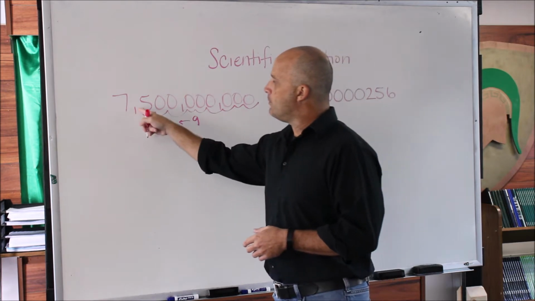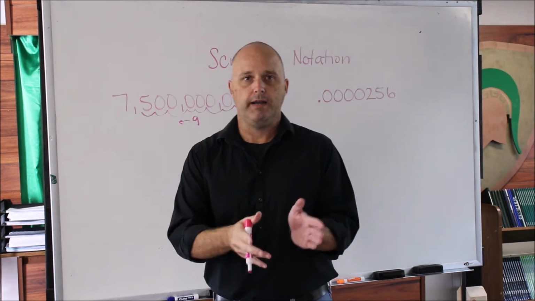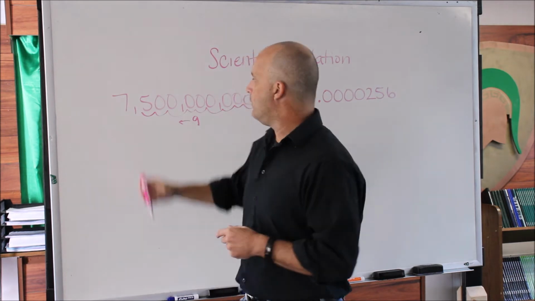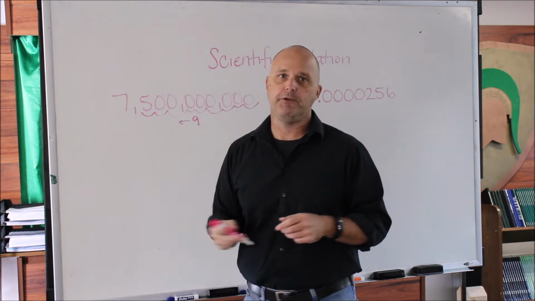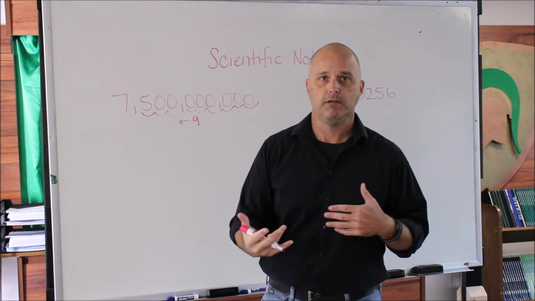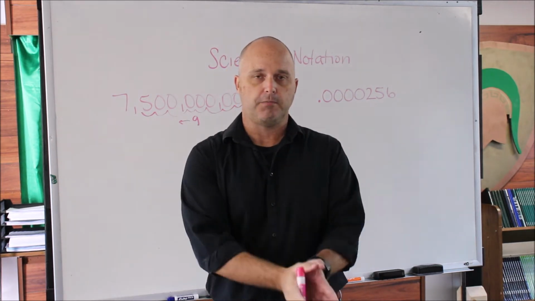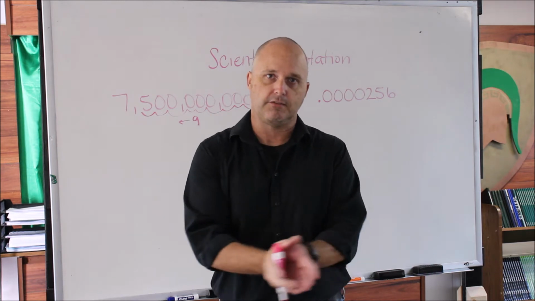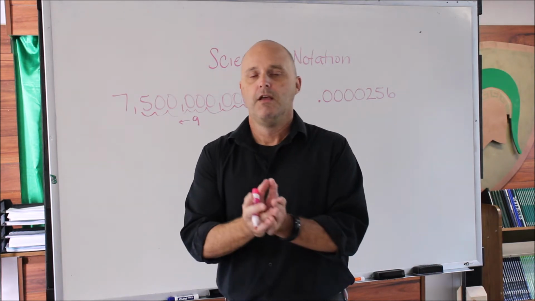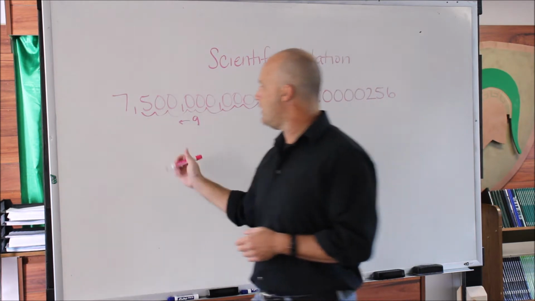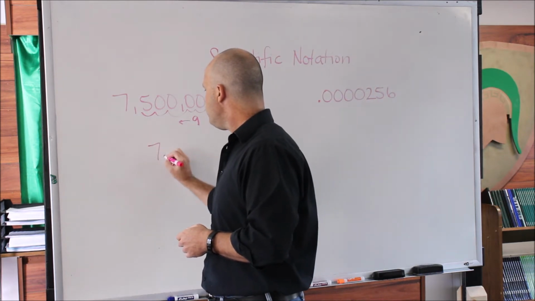What we want to do is put our decimal point behind one number. So basically what we're doing is we are having a 1 spot. If you go back to placement, the 1 spot is the first spot to the left of the decimal point. The 10 spot 2 places, the 100 spot 3 places. So what this will give us is the number 7.5.